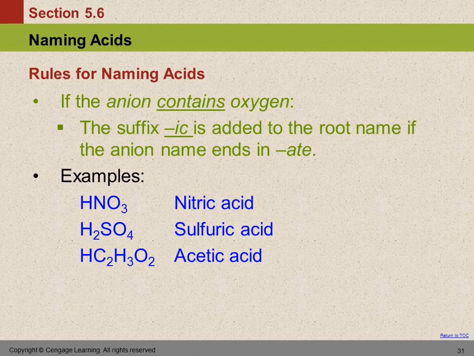HC2H3O2. Oh my goodness, all those letters and numbers. It starts with an H. It's an acid, okay? So cover up the H. It's got oxygen in it. See what's left. C2H3O2. That must be a polyatomic ion. Look it up in the table. That's acetate. Acetate, we change the ate to ic, and it becomes acetic acid. That's the acid that's in vinegar. And it has that distinctive smell.